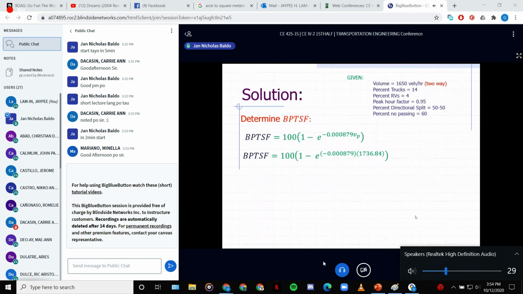e raised to 0.00978. Again, do not forget to multiply this one by 100 so that your answer is going to be in percent. So knowing that your base PTSF is 78.27, kailangan pa daw nating i-account yung factor with respect to your no passing zone. Okay? So, or yung mga hindi pwedeng mag-overtake. So, punta lang tayo sa table 9.3.